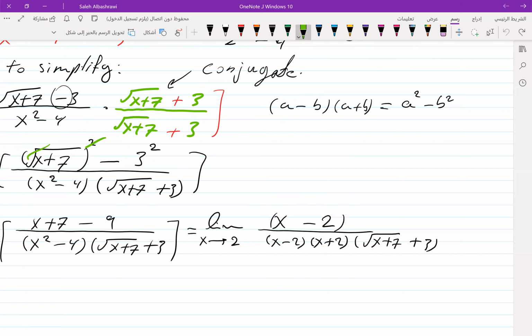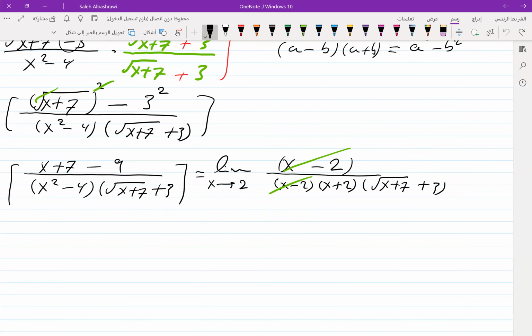You can see x minus 2 and x minus 2 is a common factor. And as we mentioned before, if I have 0 over 0, I must have x minus a as one of the factors, where a is the number given in the limit, which is 2 in our example. So x minus 2 must be there, up and down, because this will be the common factor that will be removed.